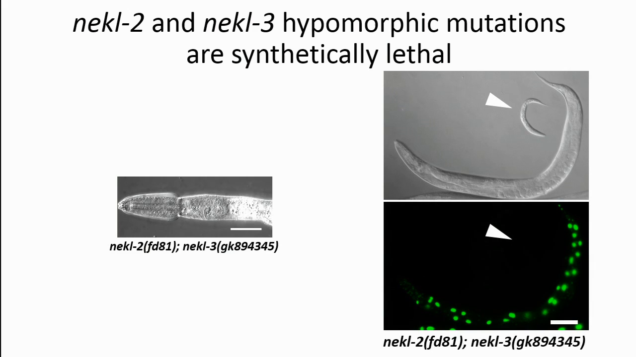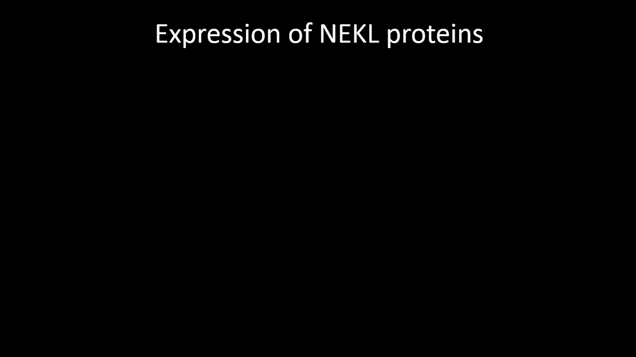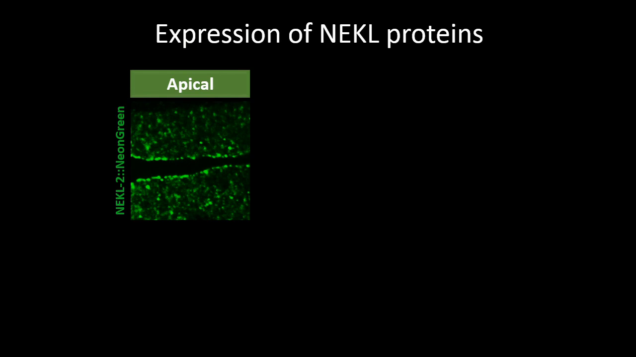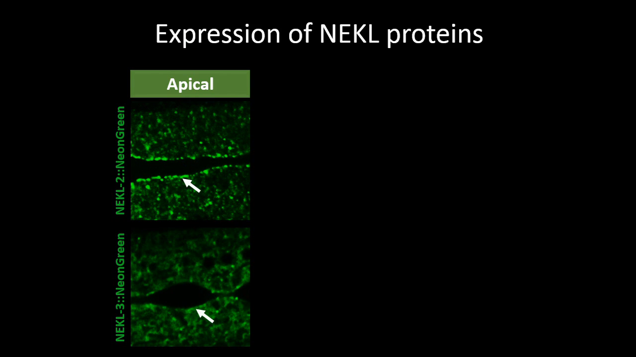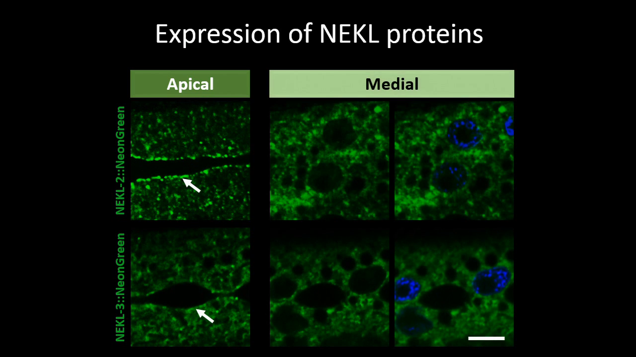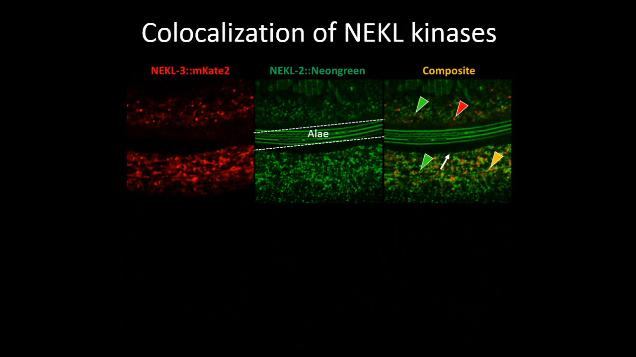So we wanted to know where these proteins are expressed, and as our mosaic analysis suggested, they are expressed in the epidermis. You can see their expression in puncta throughout the epidermis, but NEKL2 is especially enriched at the seam cell boundary. The seam cell is the dark region in the middle, which is not expressing the protein. NEKL3 is a little bit different, a little more diffuse, and not so much enriched at the seam cell boundary. If we look at the medial plane, you can see that they're not expressed in the nuclei, at least not at a high level. We also wanted to know if they colocalize with each other, and surprisingly, in most cases they do not. But in some animals and in lower planes, we can usually see some colocalization between the two.